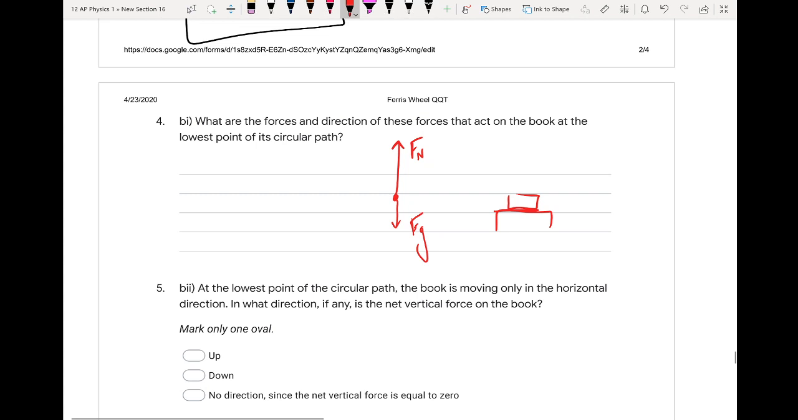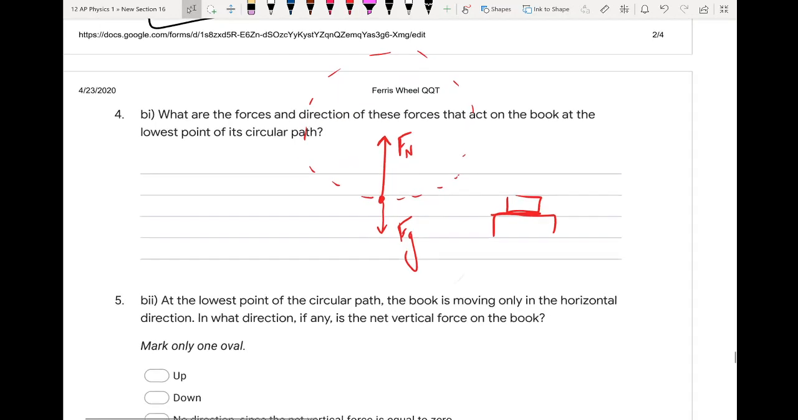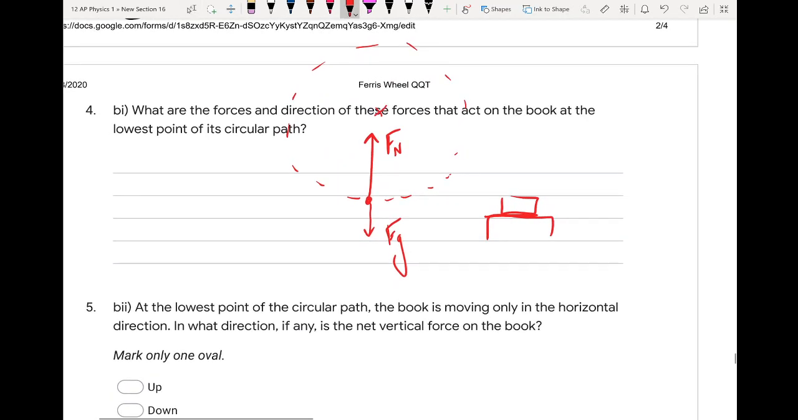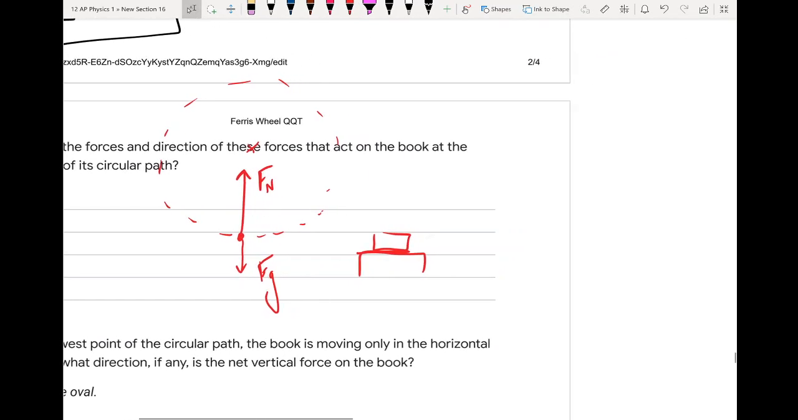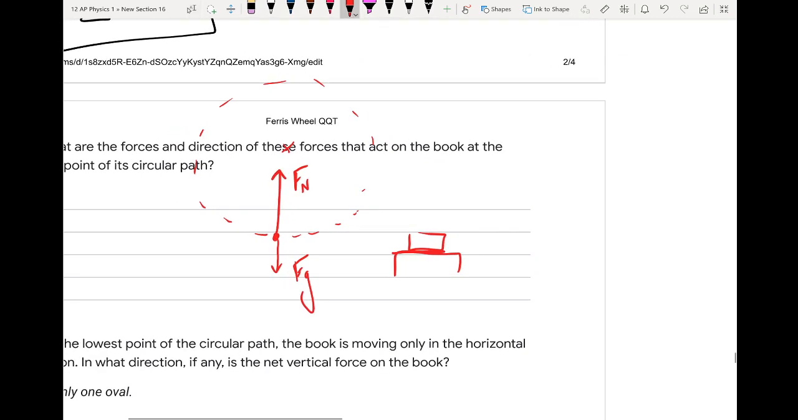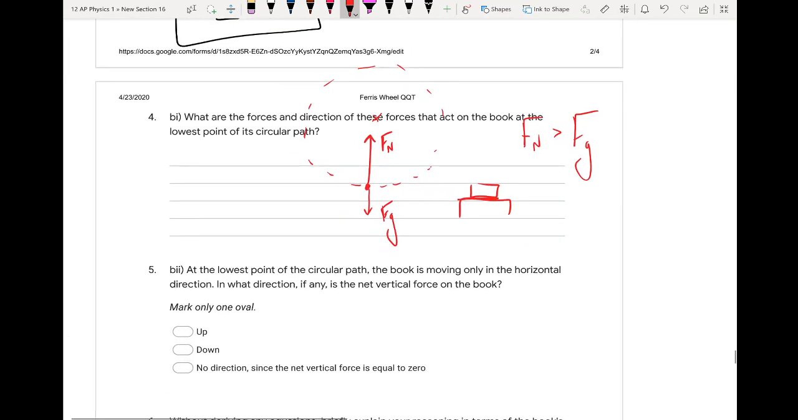In this situation, we have circular motion. And we know that in order to maintain a circular motion, we need a net centripetal force. Our total force has to be pointing inwards towards the middle of our circle. When we're at the bottom, the middle of our circle is up from the perspective of the book, it's pointing upwards. So that means that our normal force has to be greater than the gravitational force. And actually, I think that's a question that shows up later.